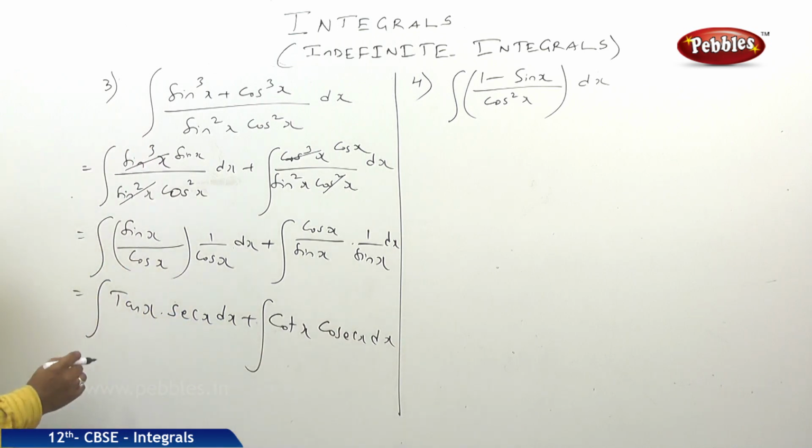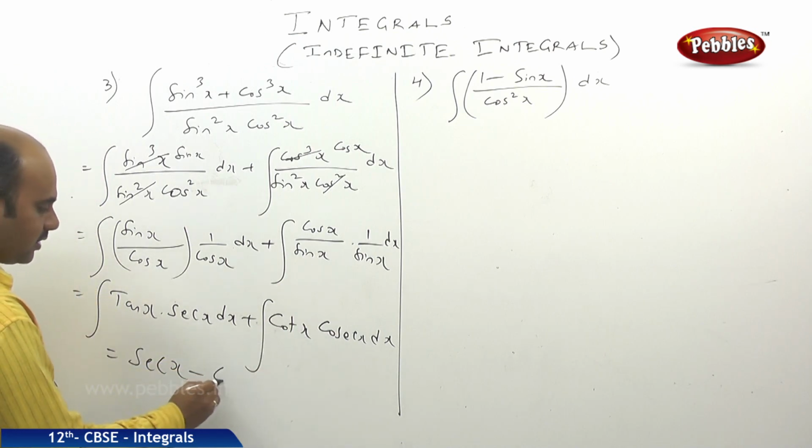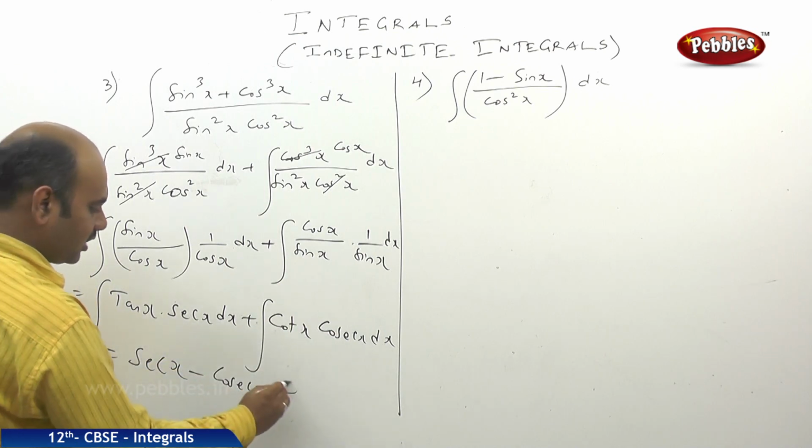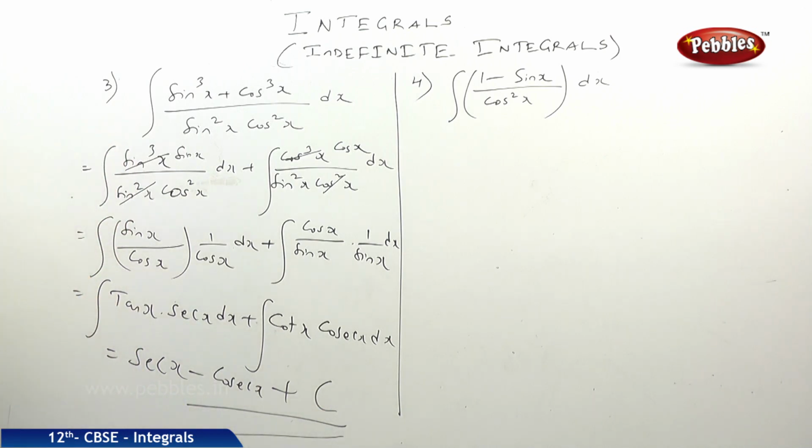So friends, now again we got our formula. We should remember the basic formula. Integral of secant x tan x is always secant x, and integral of cot x cosecant x is always nothing but minus cosecant x, finally plus c. So once again I will be repeating the problem.